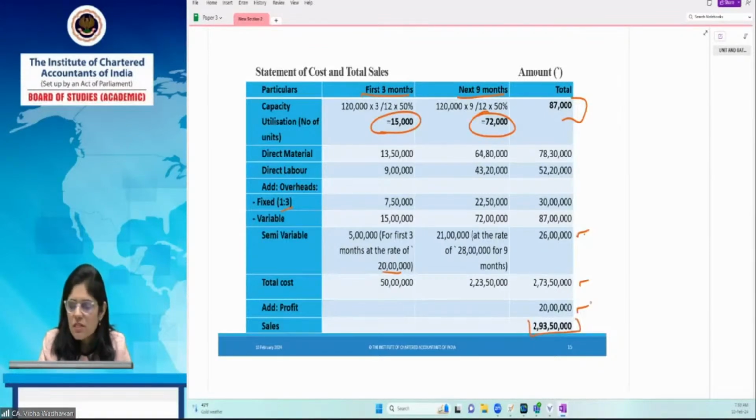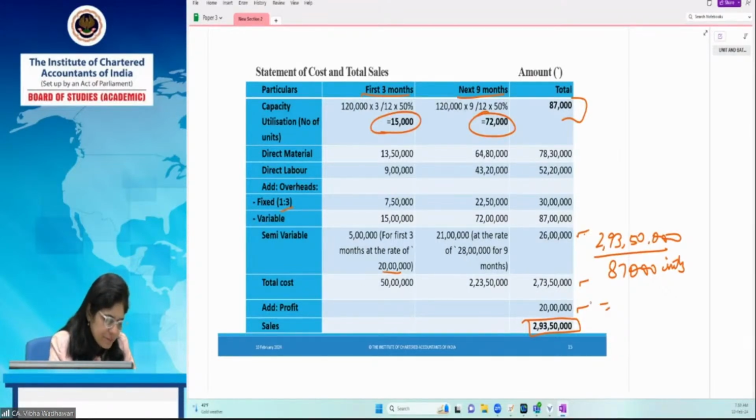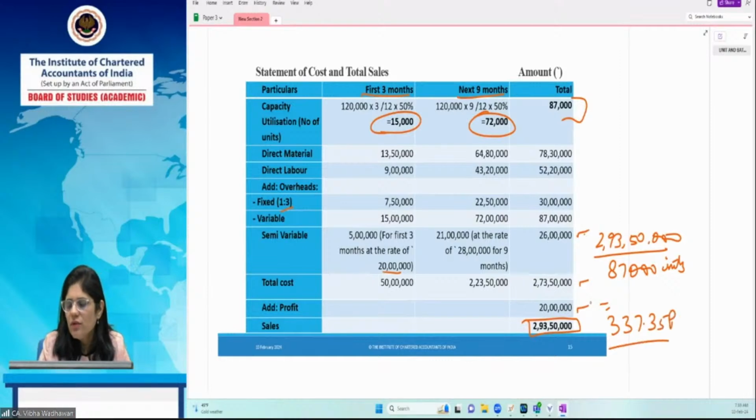So this was the total sales. You require average selling price. So average selling price will be 2,93,50,000 divided by 87,000 units. You want average selling price, so just calculate the selling price divided by 87,000. The selling price is 337.35. This will be the selling price per unit, average.